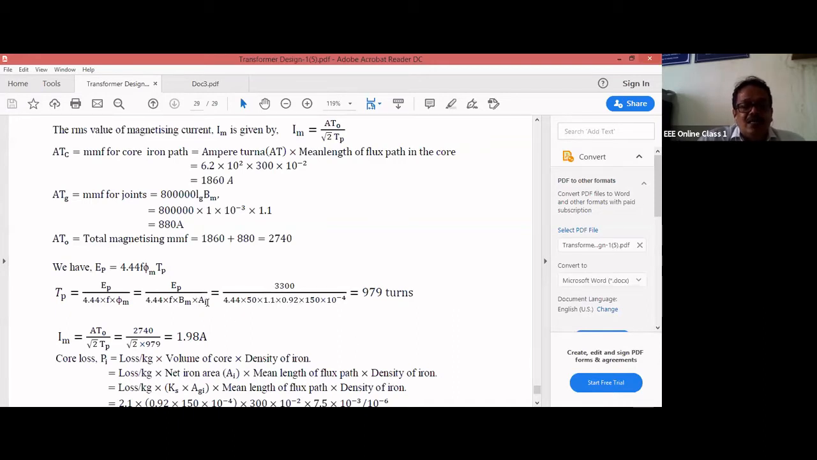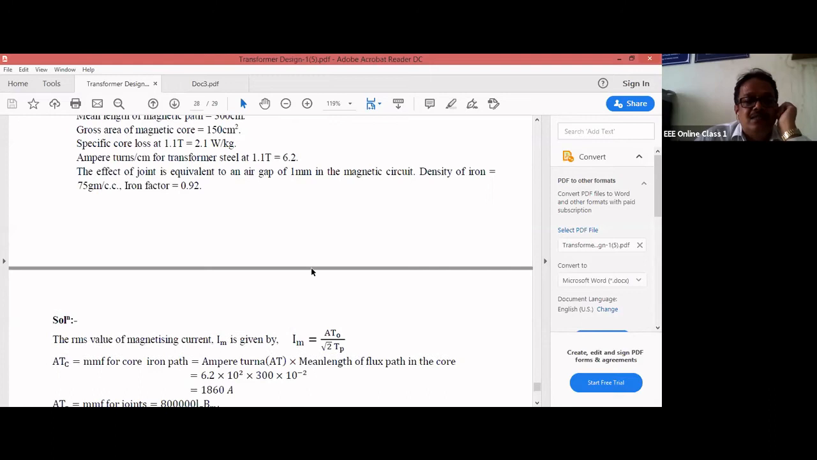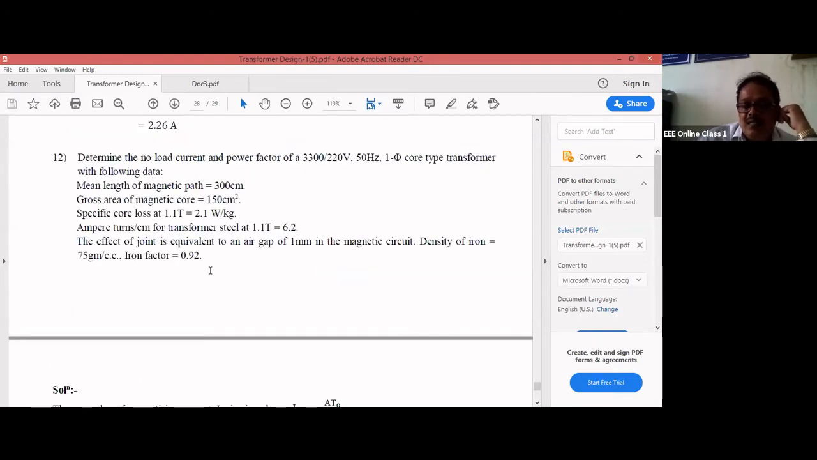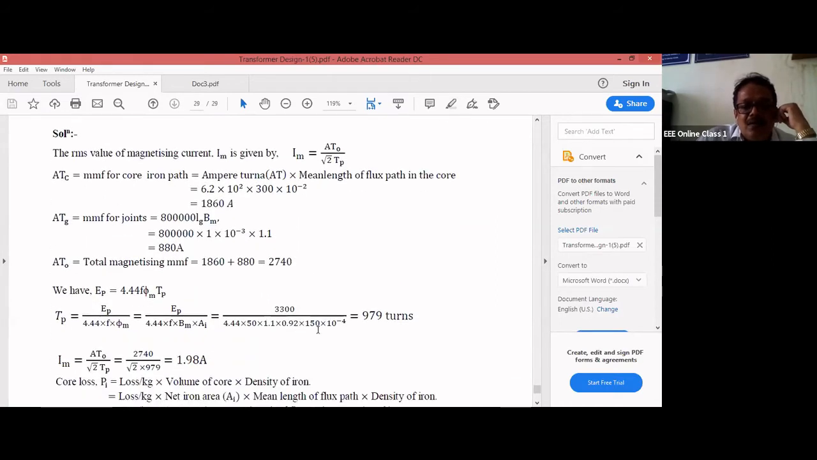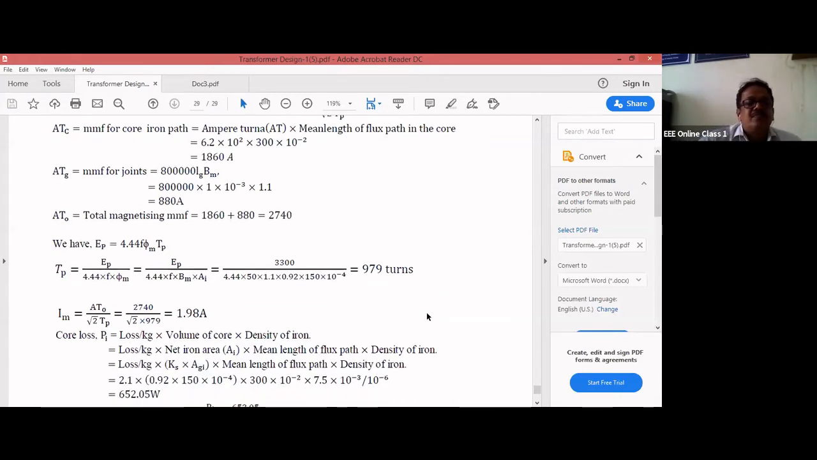Then you calculate AI. AI is nothing but the stacking factor 0.92 into AGI. What is AGI given? 150 centimeter square. So 0.92 into, converting it into meter, 150 into 10 power minus 4. So AI is nothing but KS into AGI. What we got here is 979 turns. This is primary.